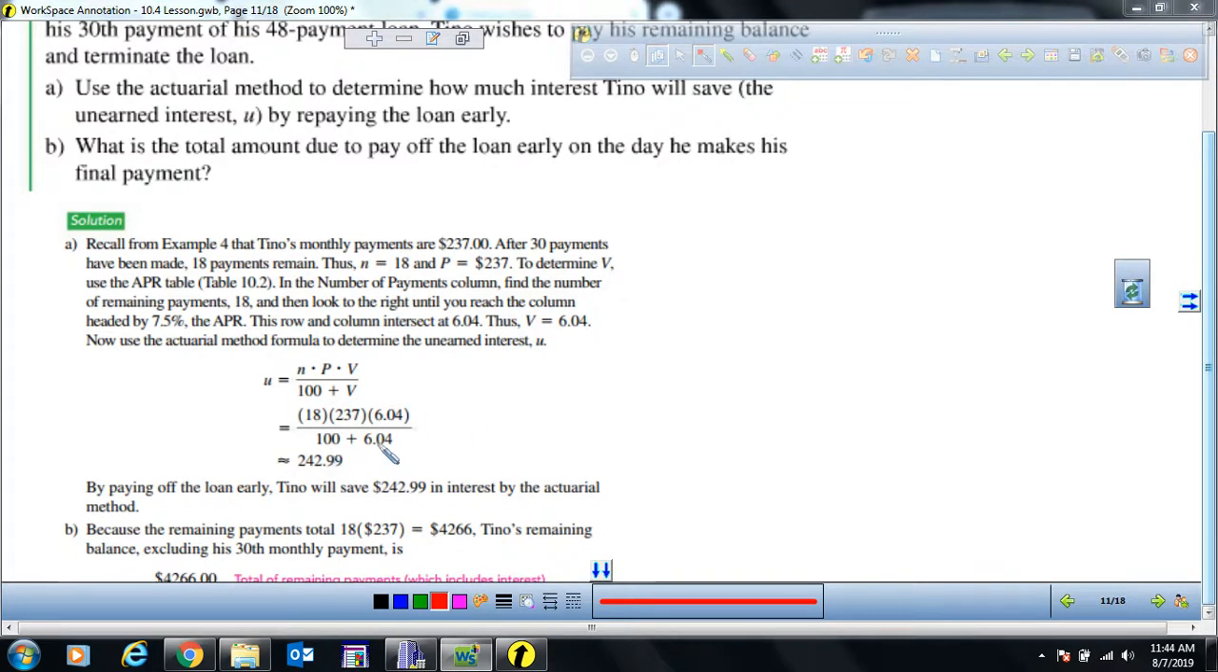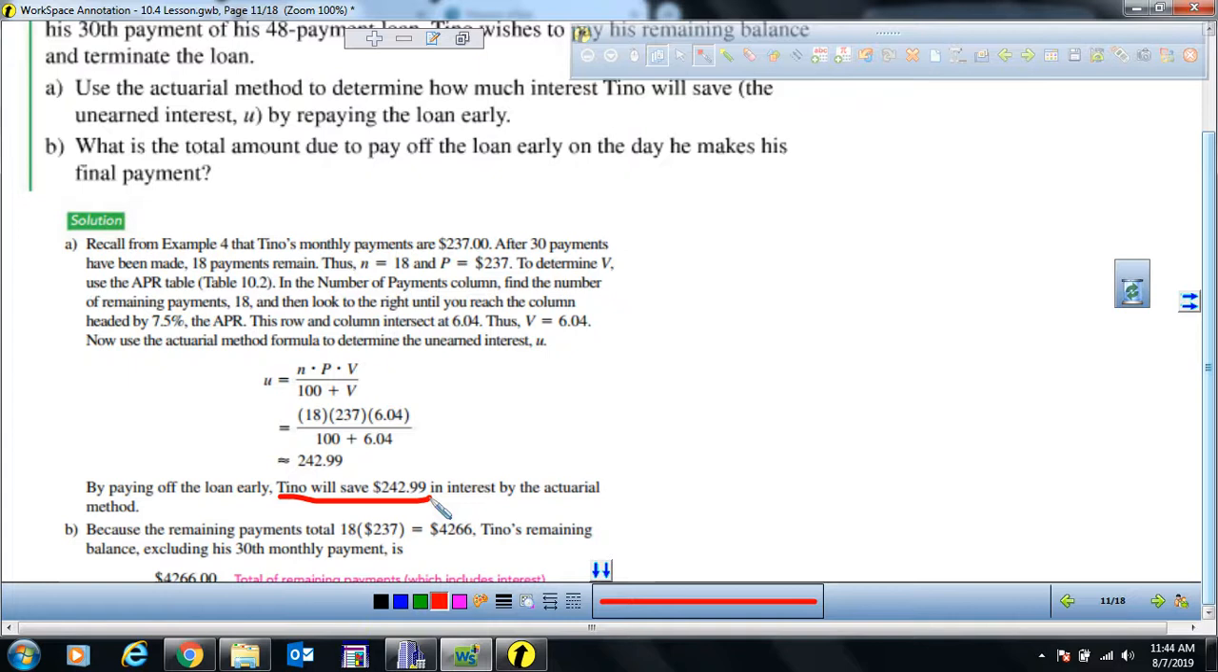So 100 plus also the same V value. So you do all this and you're supposed to get 242 with 99 cents. By paying off the loan early, Tino will save $242 with 99 cents in interest by the actuarial method. Okay, and that's the answer for A.